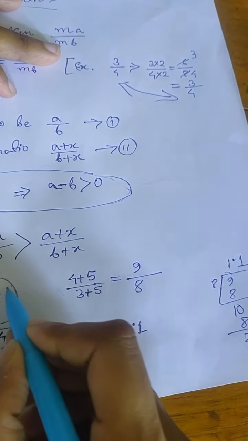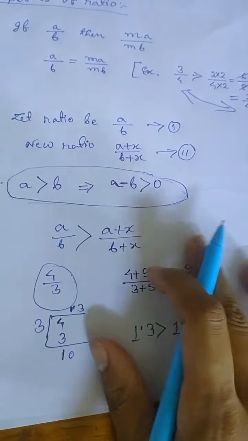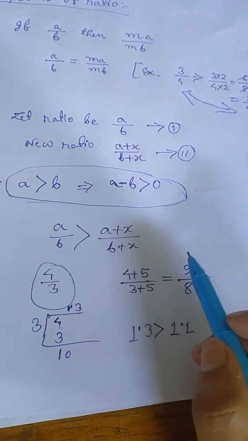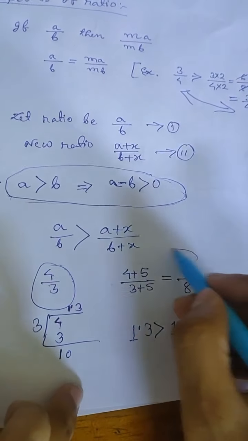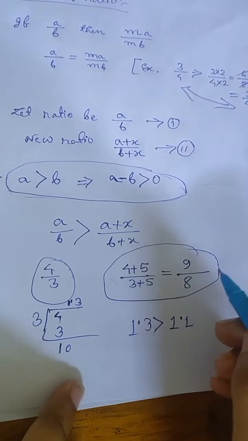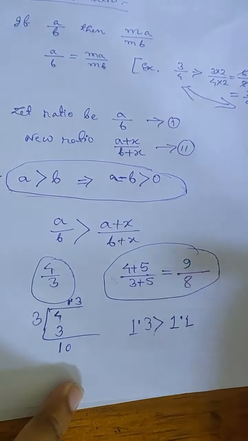So the original ratio 4/3 is greater than the new ratio 9/8 if it was like this.